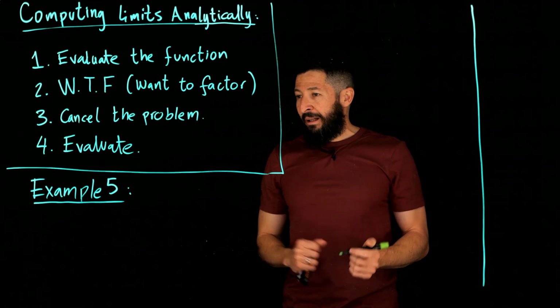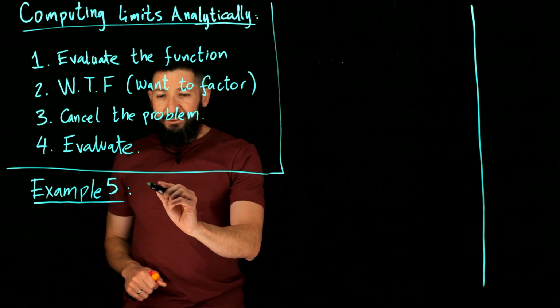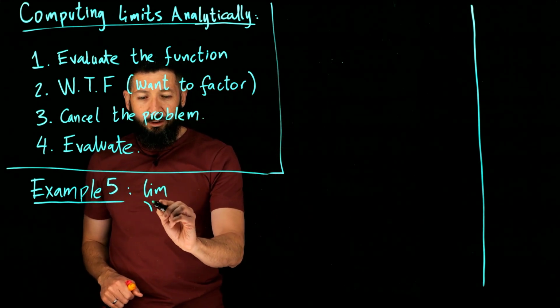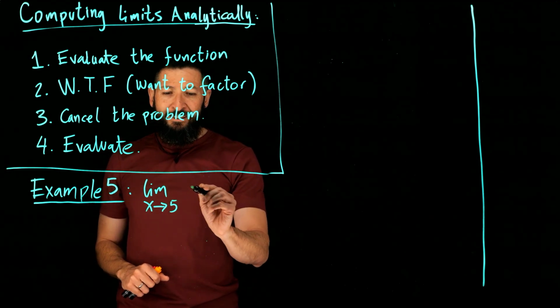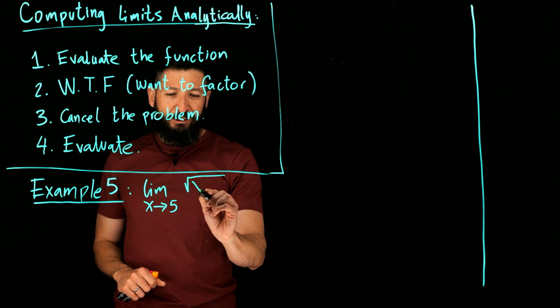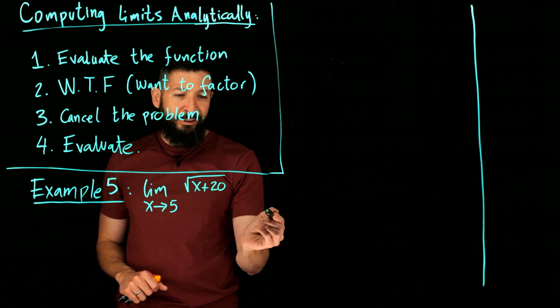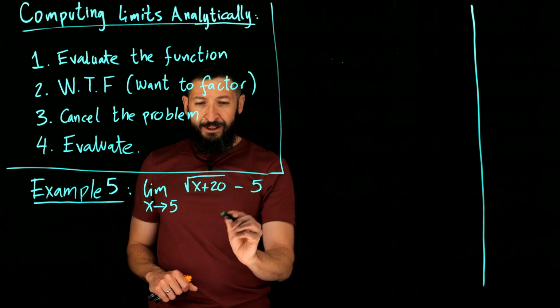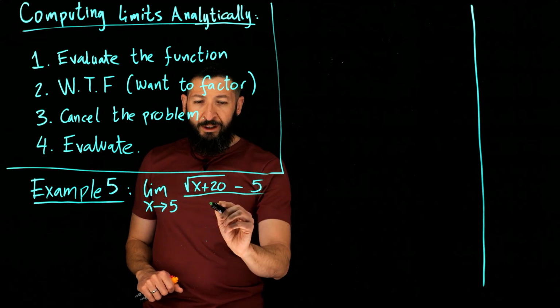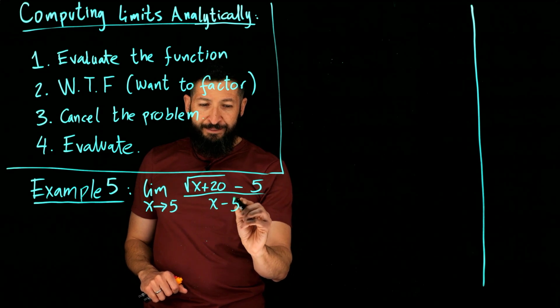All right, guys, so let's do the last example for today. So let's say we're going to do the limit as x goes to 5. Let's do something else other than 2 for once. So let's do, for example, here, the square root of x plus 20, minus, and then I'm going to have a 5 here, over x minus 5.